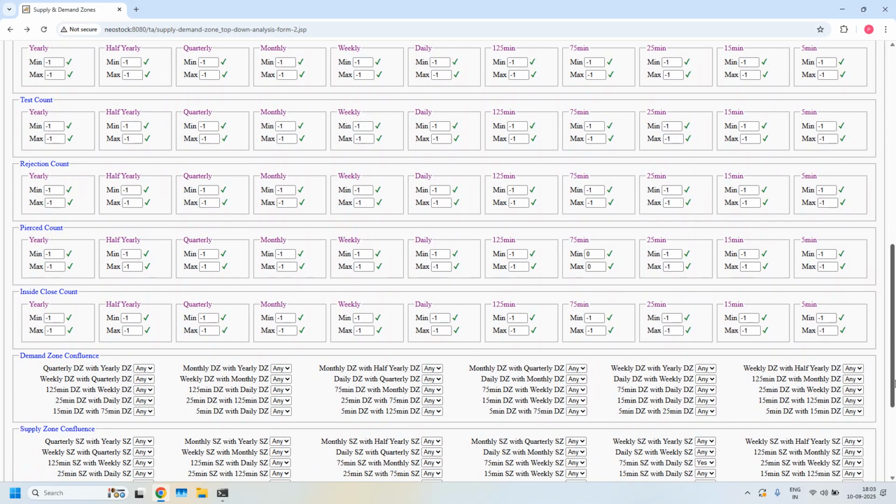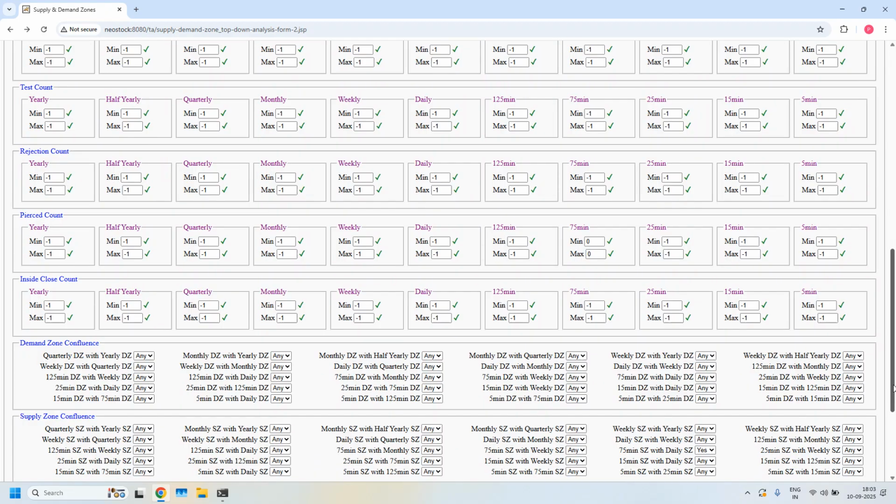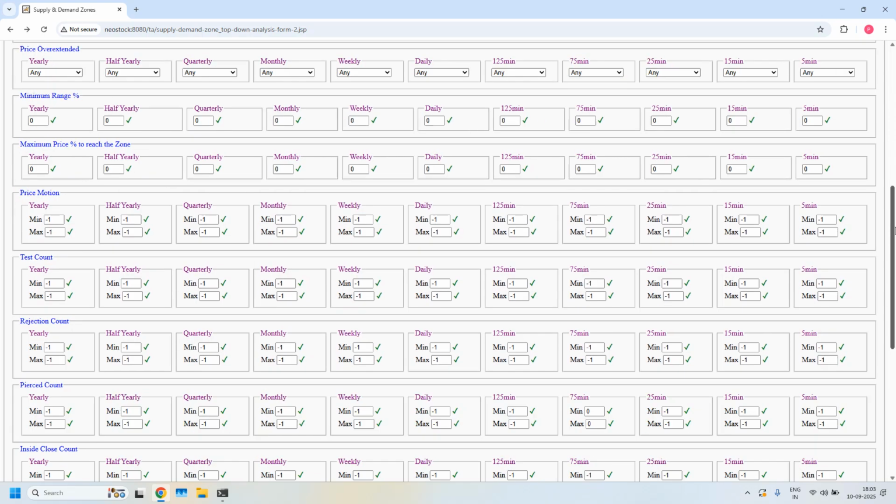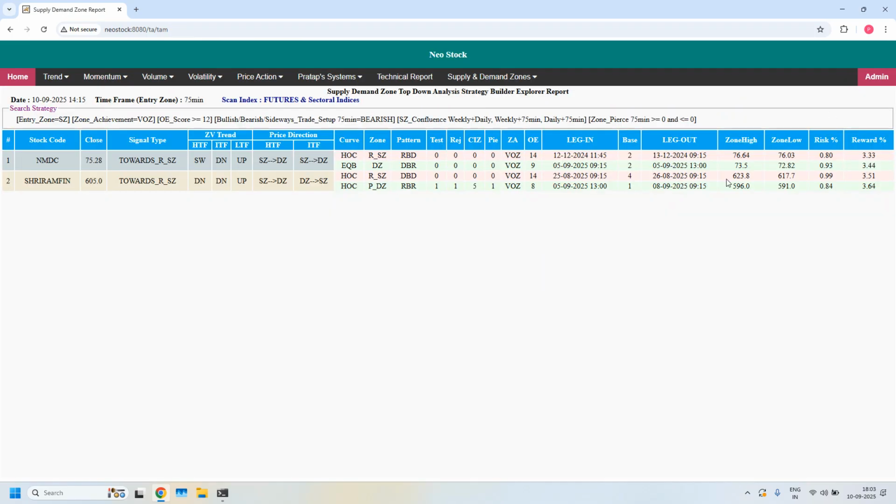So first filter is already enabled, 75 and daily, 75 and weekly, daily and weekly, supply zone confluence with all the 3 filters. We got 2 stocks. So these two 75-minute supply zones are overlapped with daily supply zone, both together again overlapped with weekly supply zone. But weekly trend is a downtrend in only one stock.